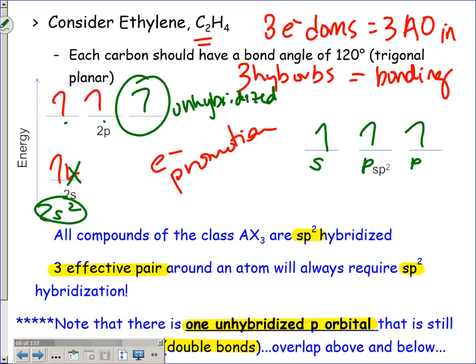Because I don't need to hybridize them all. That's too much energy. It does take energy to force this process to occur. Let me finish with the examples. I think I can answer these as we go, okay? So that's why we promote.